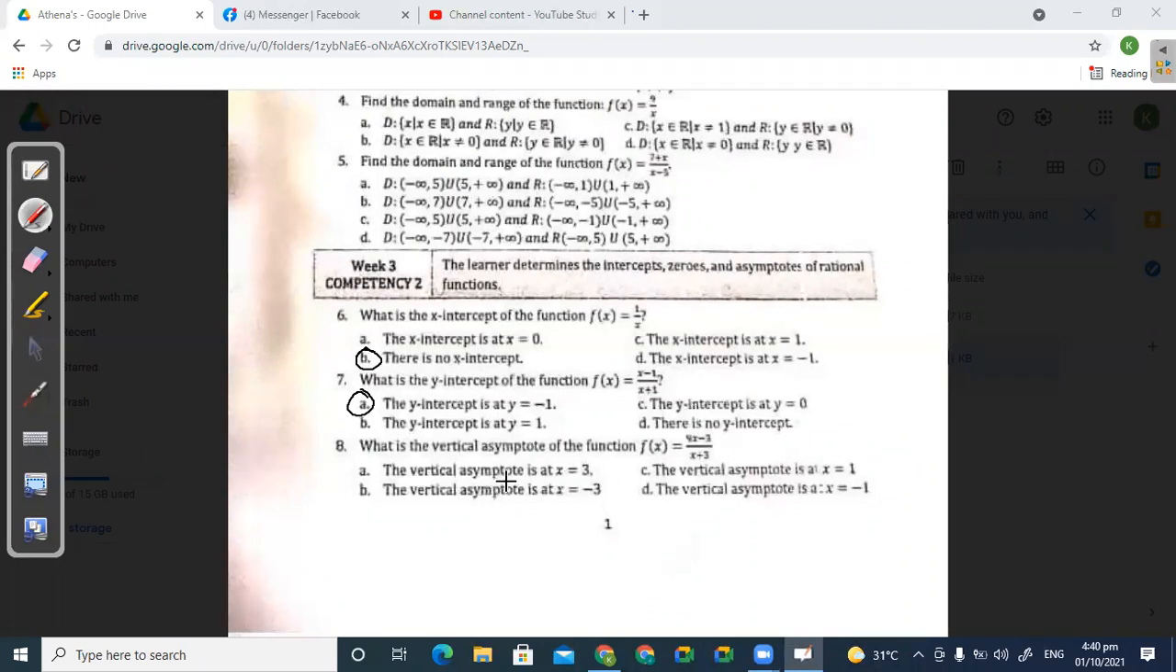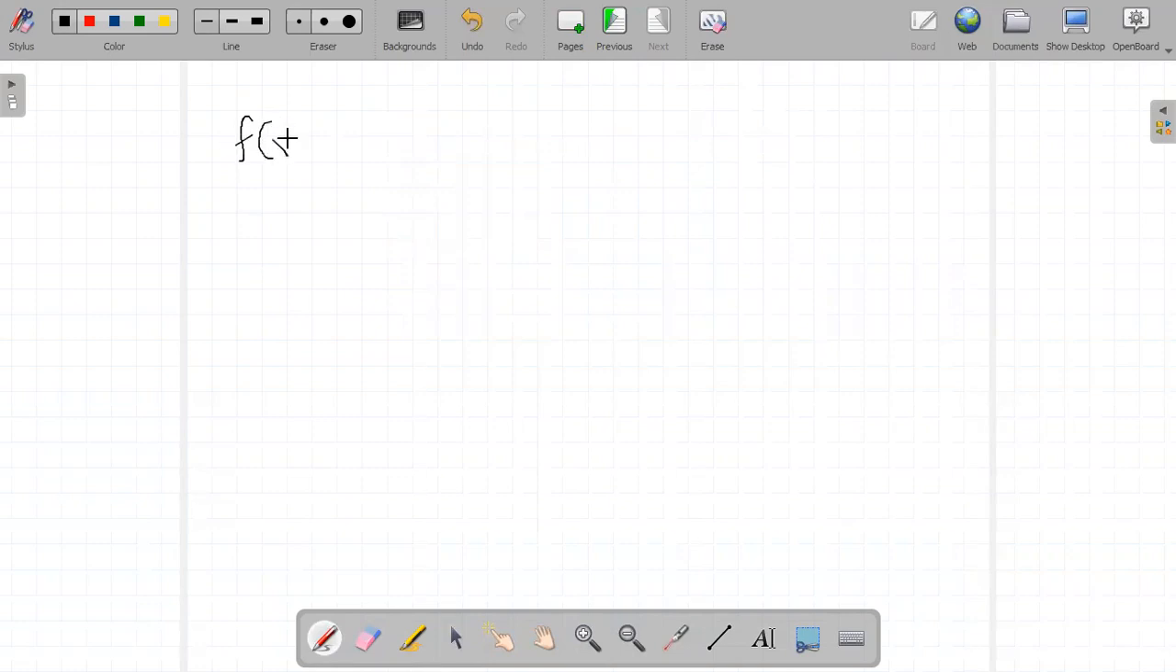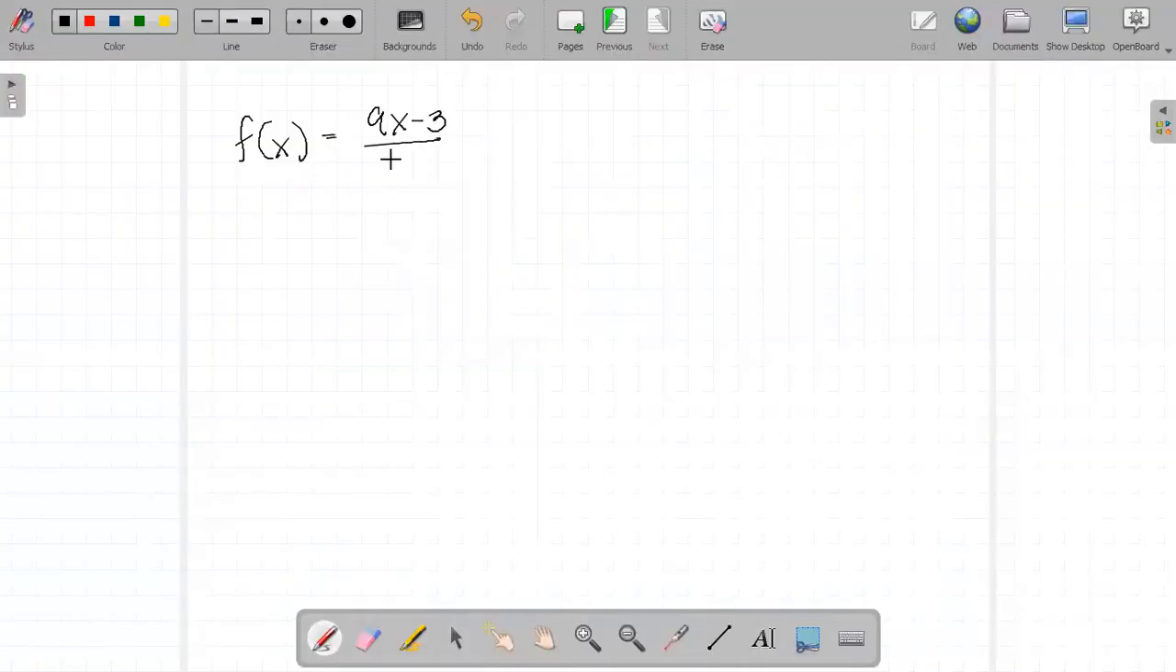Ganun siya. Next, what is the vertical asymptote of the function 9x minus 3 over x plus 3? Okay, vertical asymptote. 9x minus 3 over x plus 3. So basically, kapag ganito, okay, vertical asymptote, hahambing natin siya sa domain. Wherein kasi sa domain, di ba, lahat ng values ng x na kung saan nagpapadefine sa function. Ibig sabihin, yung denominator mo doon not equal to 0.